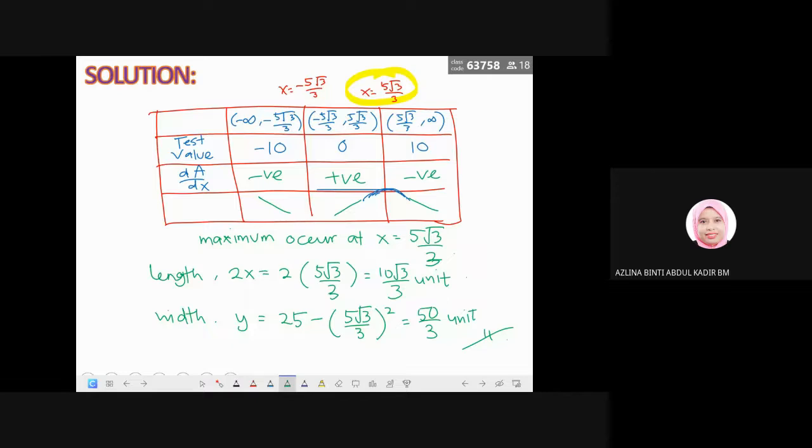Boleh faham? Optimization problem. Habislah untuk 4.2. Nanti try lah tengok balik ya kalau ada yang tak faham tu. Untuk jawab soalan assignment, group assignment.